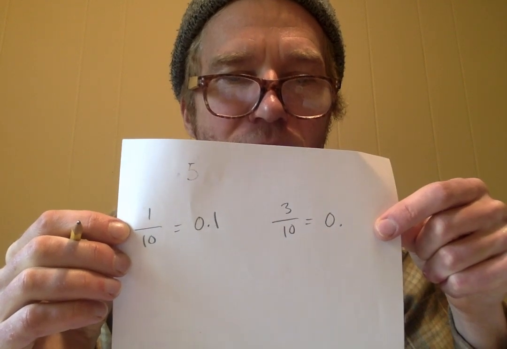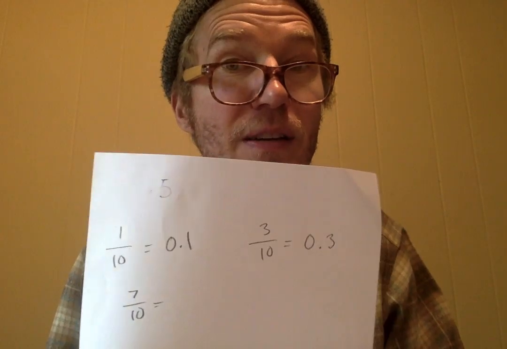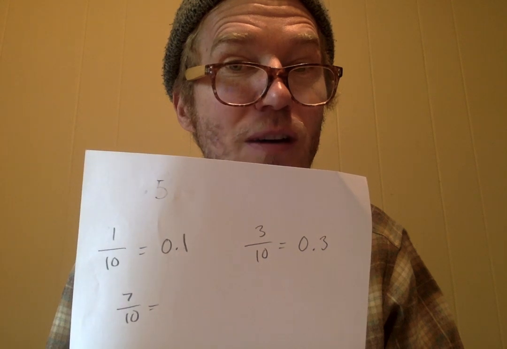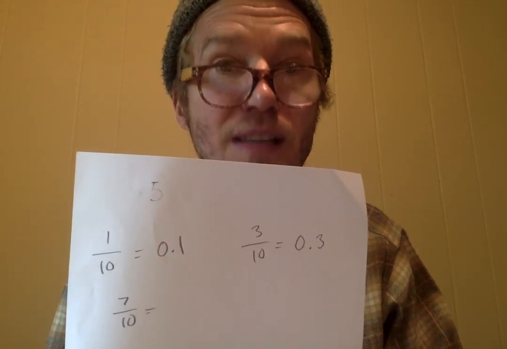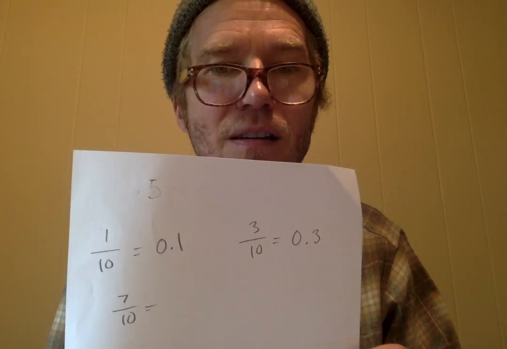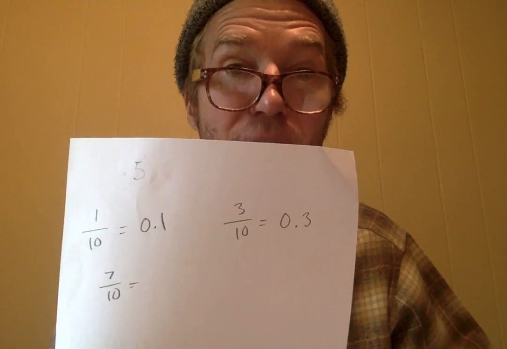3/10 is going to be 0.3. What about 7/10? Can you put 7/10 into a decimal for me? Well, it's less than 1. It's 7/10. So you just put the 7 in the 10th spot and you got it. 0.7.